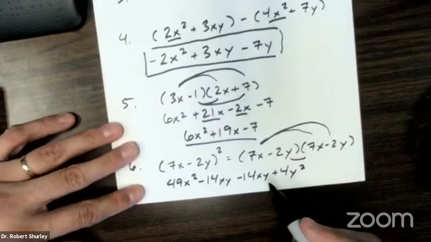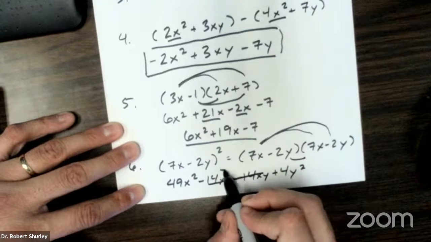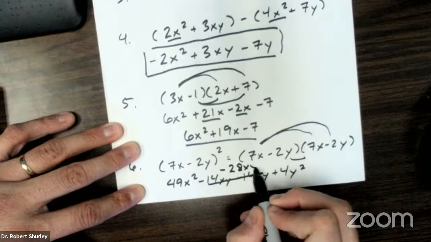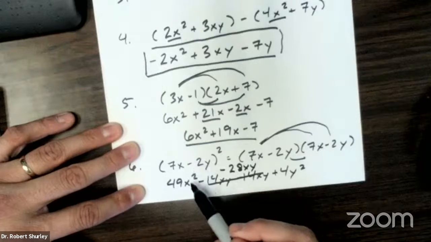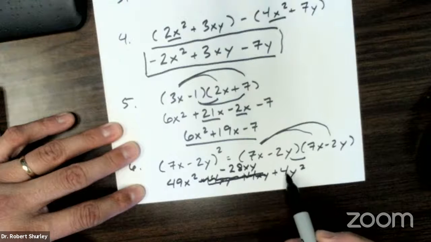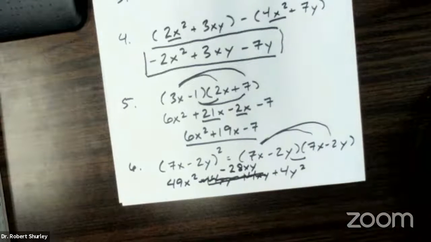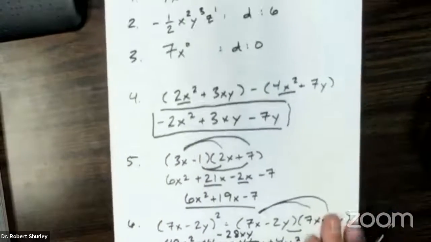And now look, I've run out of paper, so I'm going to be a little lazy here. This combines to minus 28xy. So that would be your answer: 49x squared minus 28xy plus 4y squared. Sorry about that. But this is a good review.